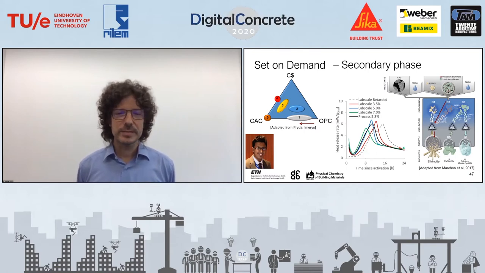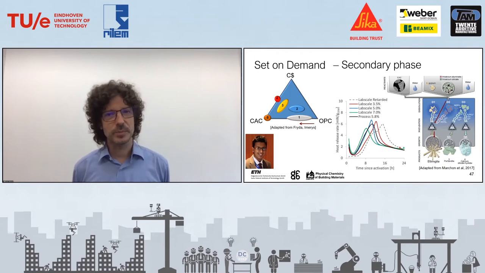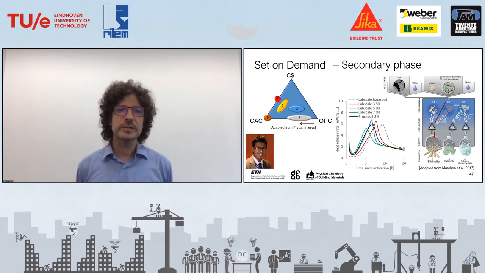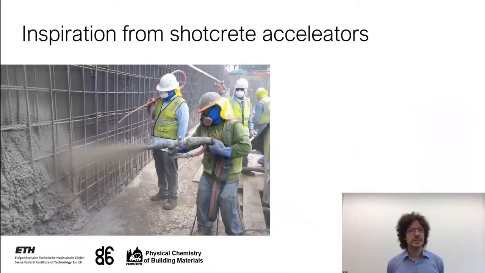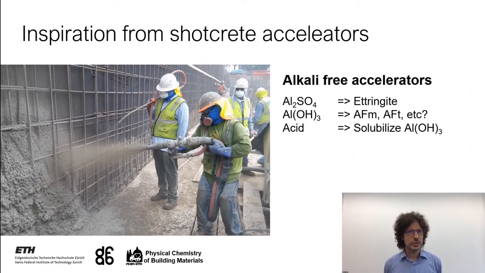Now, calcium aluminate cements would have to be used as pastes. This is possible, we do it. But you may also be interested in using solutions. And for this, we can turn to shotcrete as an inspiration. Very schematically, the alkali-free accelerators that are used a lot in the field include aluminum sulfate and aluminum hydroxide, which is solubilized by the addition of an acid. However, the level of performance that these accelerators deliver is not necessarily what you want. It's higher than what you want for most digital fabrication processes.